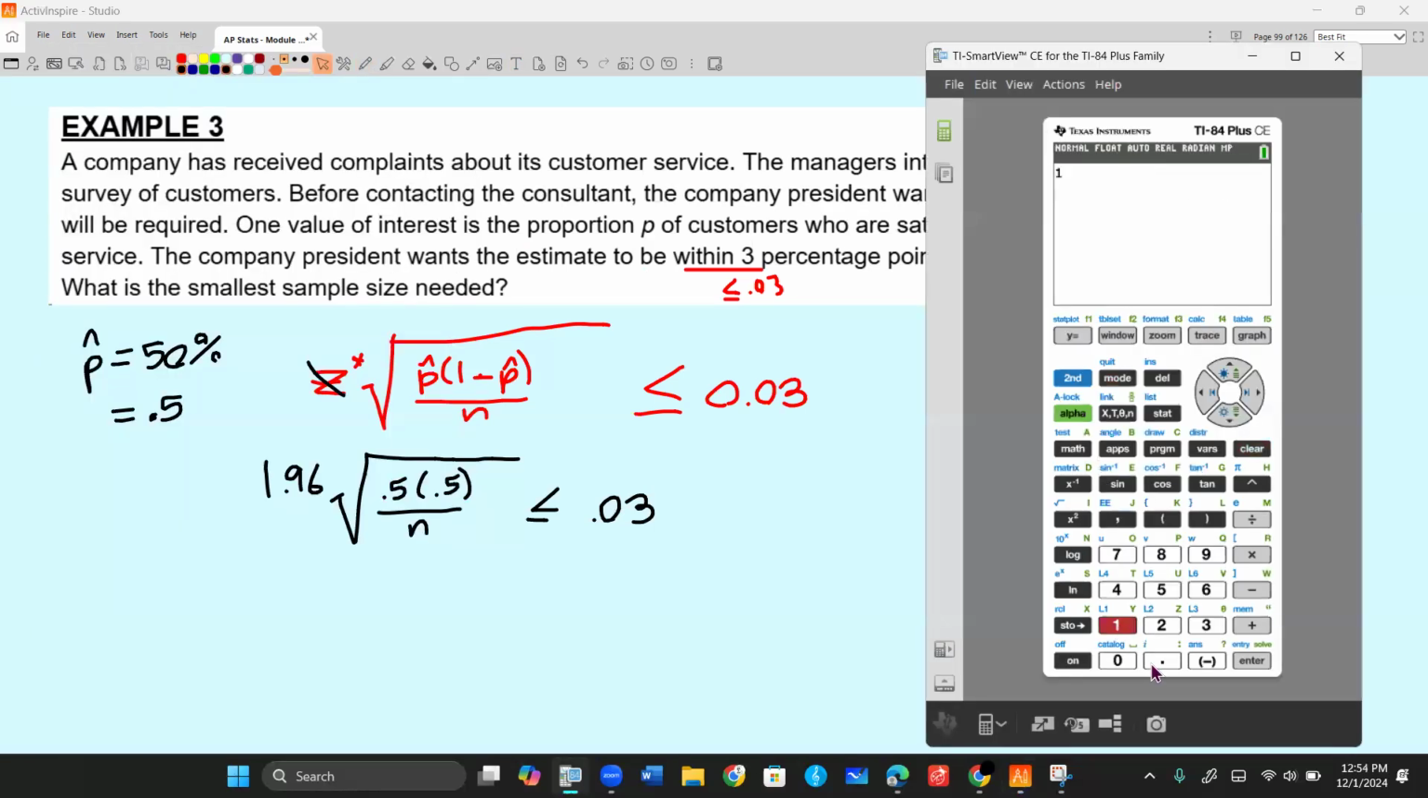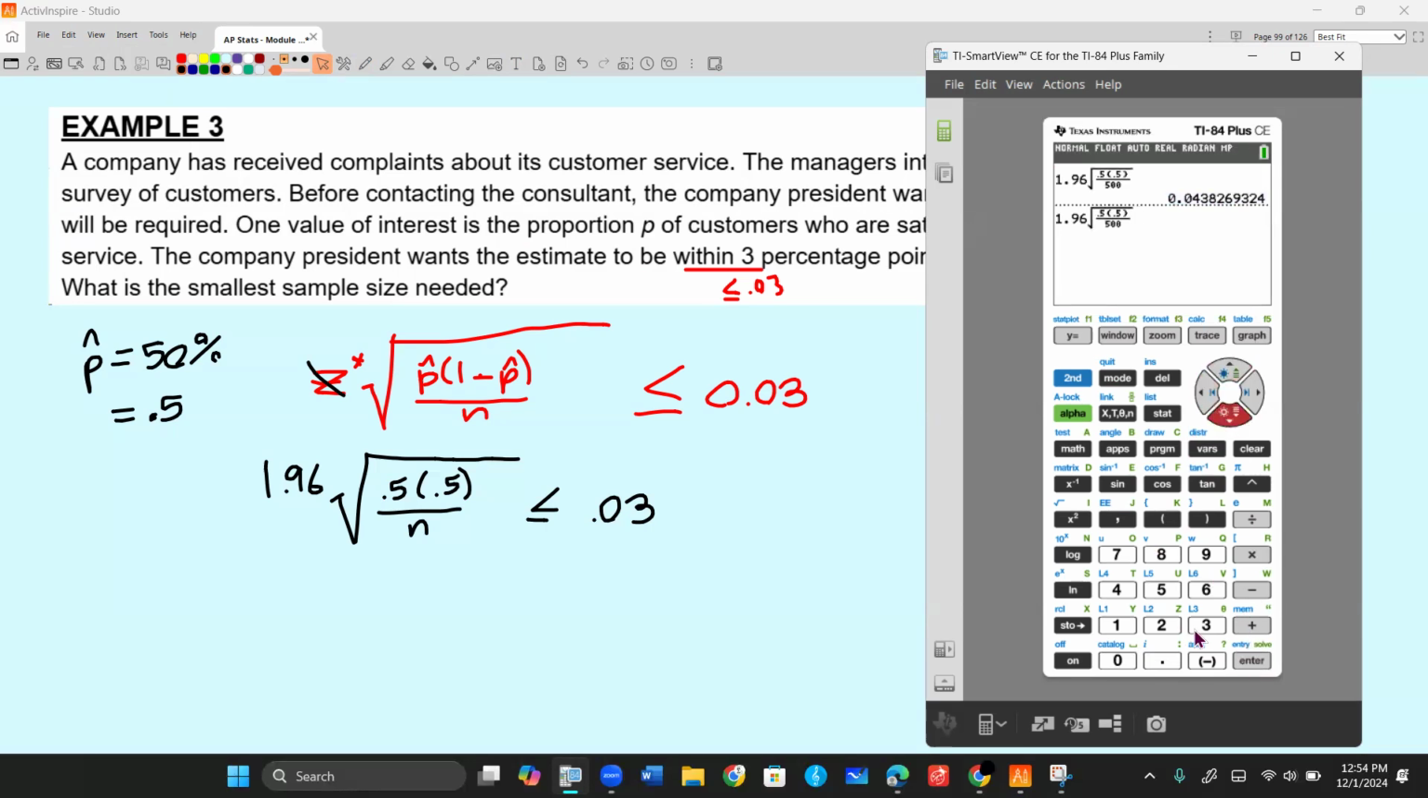So if I do 1.96, you can probably just pull out your calculator and play around with it. Square root, and I'm going to just do a fraction. So 0.5, 0.5, close it up. And I don't know n, so we'll start with 500 and see what happens. Is that going to give me a number less than or equal to 3%? Well, it looks like it's too high. It's only 4.38%. So we're going to have to go higher than 500.